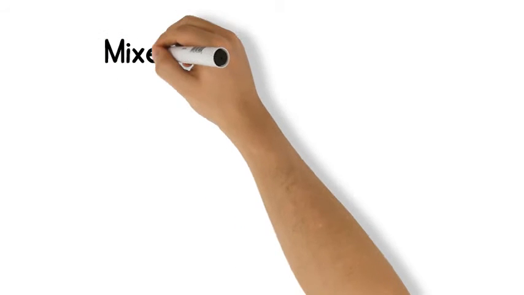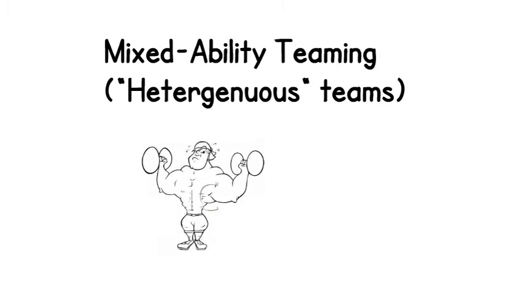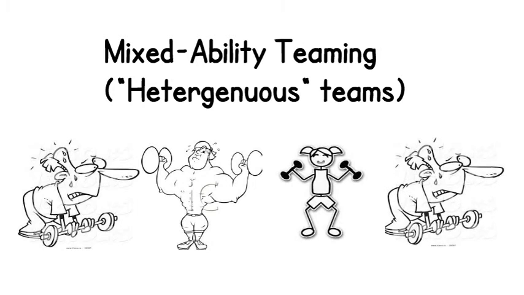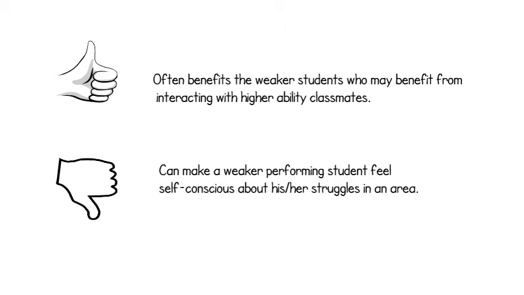Mixed ability teams are composed of students with different abilities. Strong students, medium students, and weak students. Like diversity teams, this is another type of heterogeneous teaming. Mixed ability teaming often helps weaker students who may benefit from interacting with higher ability classmates, but it can sometimes make a weaker performing student feel self-conscious about his or her struggle in a particular subject area.